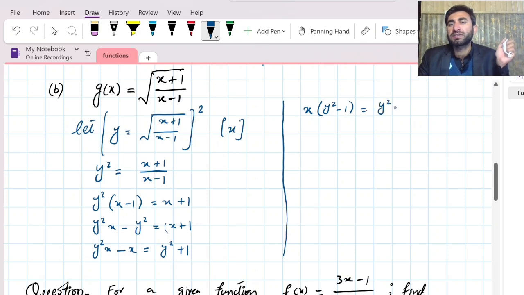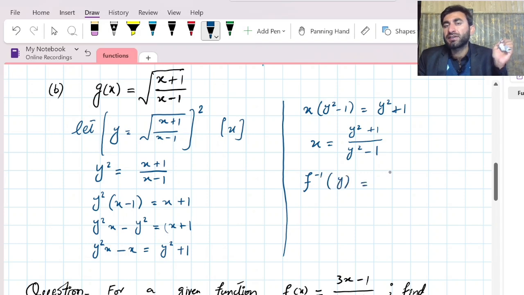Now we are only one step away from making x the subject, because the multiplicand y square minus 1 can be moved to the right hand side and it will divide. So (y square plus 1) divided by (y square minus 1) equals x. Now we can replace x with f inverse of y.